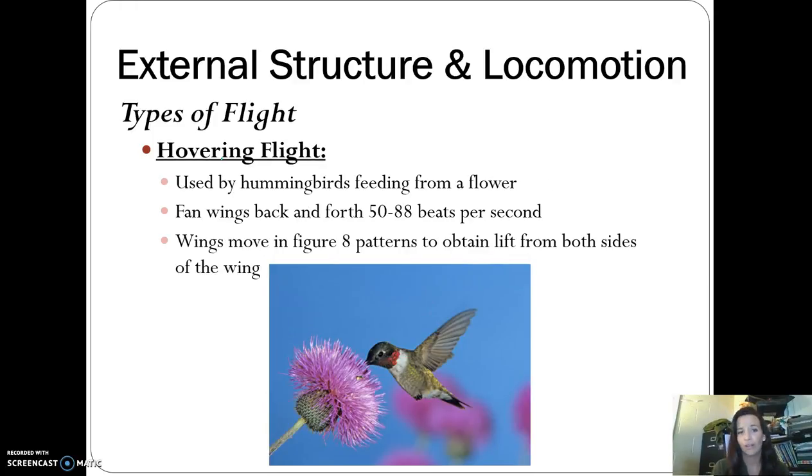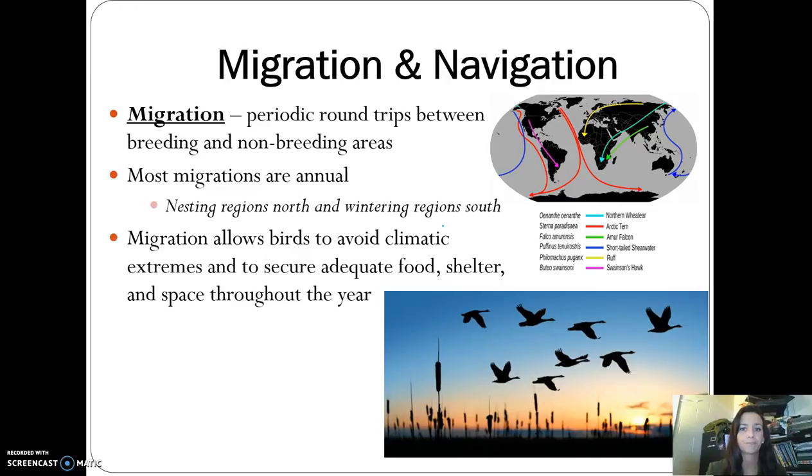And finally, hovering flight. This is used primarily by hummingbirds, as they're feeding from a flower. If you've ever had hummingbird feeders outside your window, you see how they move their wings very, very fast. Sometimes they will stop, but usually they just hover and take the nectar out. They can fan their wings 50 to 88 beats per second, and those wings are going to move in a figure 8 pattern to obtain lift from both sides of the wing.